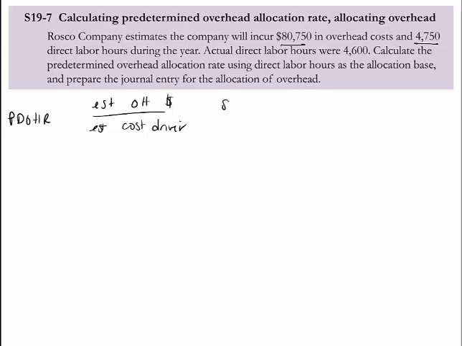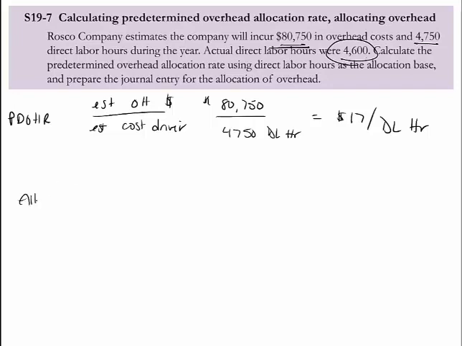So they're anticipating 80,750 divided by 4,750 direct labor hours. So I come up with a rate of $17 per direct labor hour, okay? When I allocate the jobs, I'm going to use the actual direct labor. They actually incurred 4,600 direct labor hours.